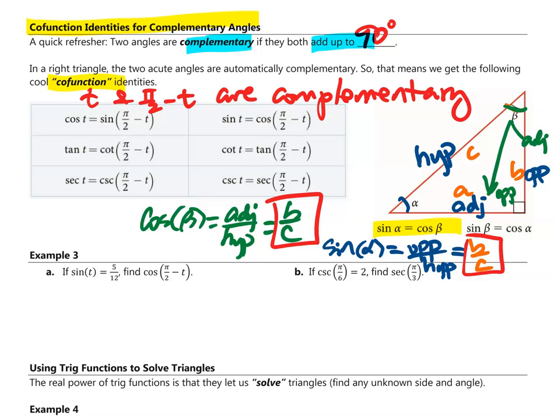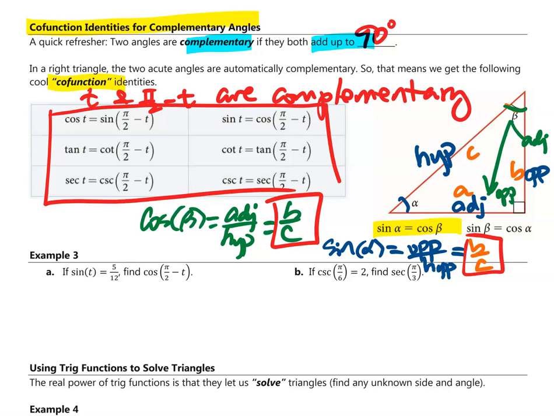So please remember all this. Tangent t is equal to cotangent of pi over 2 minus t. Then secant t is equal to cosecant of pi over 2 minus t. And again, remember that t and pi over 2 minus t are complementary. Example number 3.